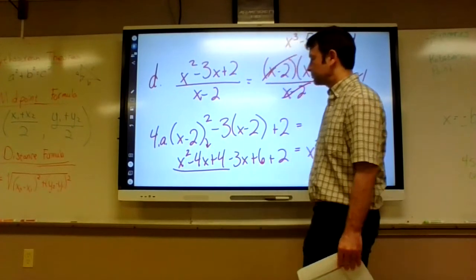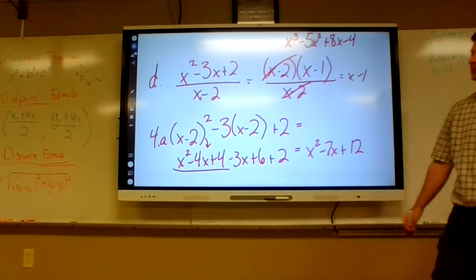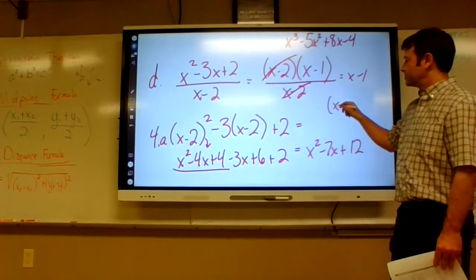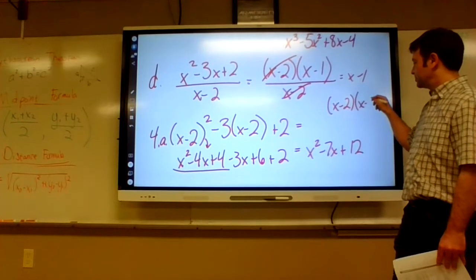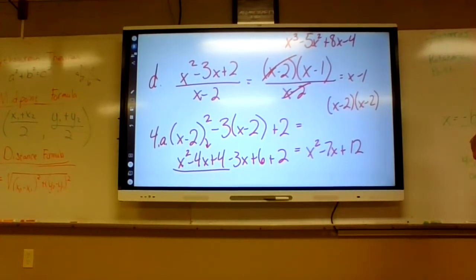Where'd you get the x squared? I didn't do anything much. Just write the answer. 16. Yeah, because it's two negatives. You have to foil x minus 2 times x minus 2. Oh, cool. Okay.